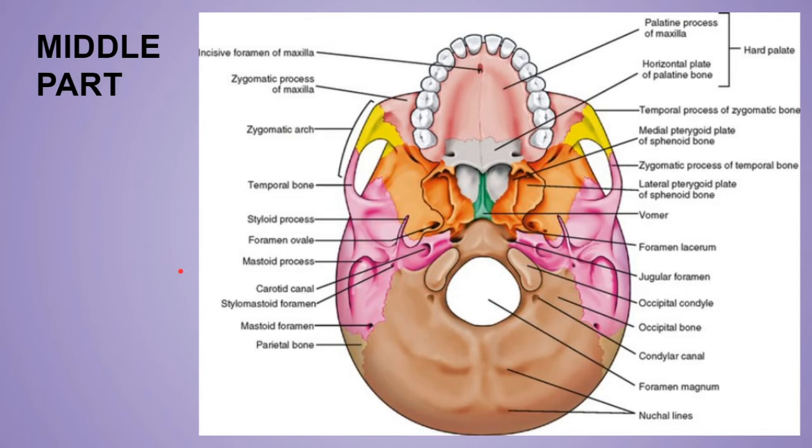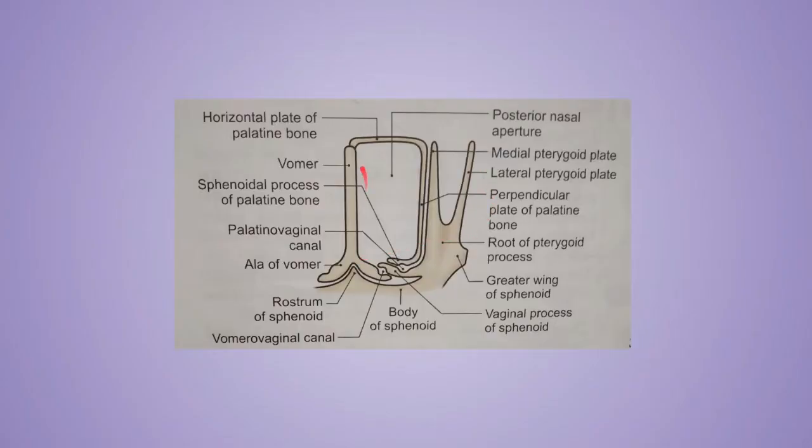Now first of all, the vomer bone. This vomer bone separates the two posterior nasal apertures. This is the vomer bone, as you can see, and this is the magnified view of this part. The vomer separates the two posterior nasal apertures. This is the half part only, and the rest is over here, the nasal apertures.